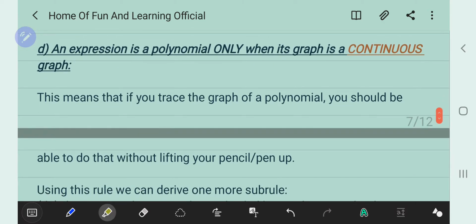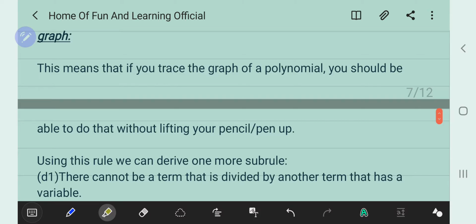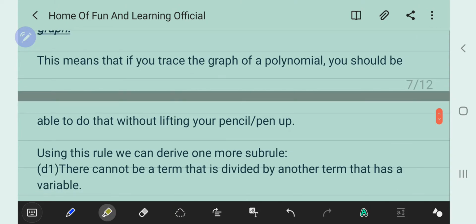And using this fourth rule, we can derive one more sub rule, and that is that there cannot be a term that is divided by another term that is a variable, right? Because that just makes a rational function, right? If you have a polynomial and you divide it by a polynomial, that's just a rational function, and we are not going into that. Okay, so that's not a polynomial. A rational function is not a polynomial.